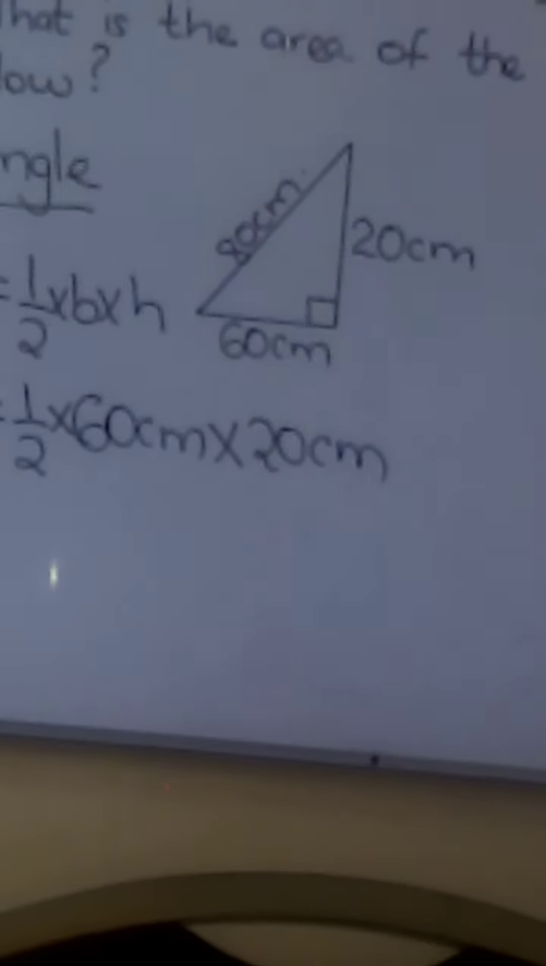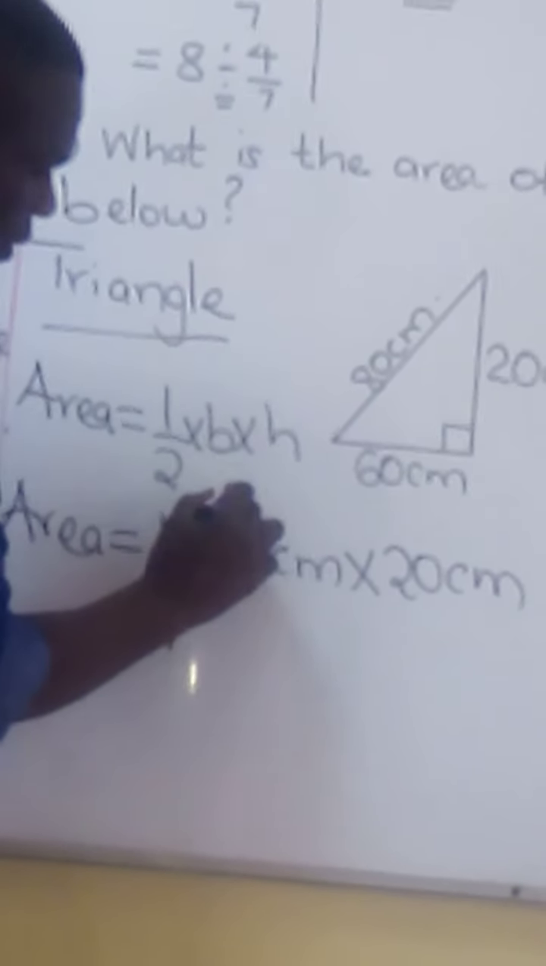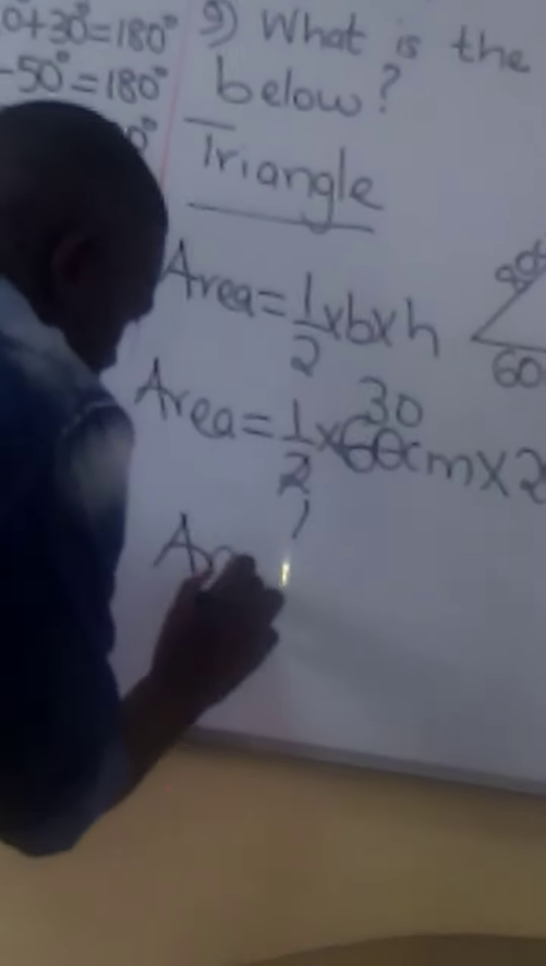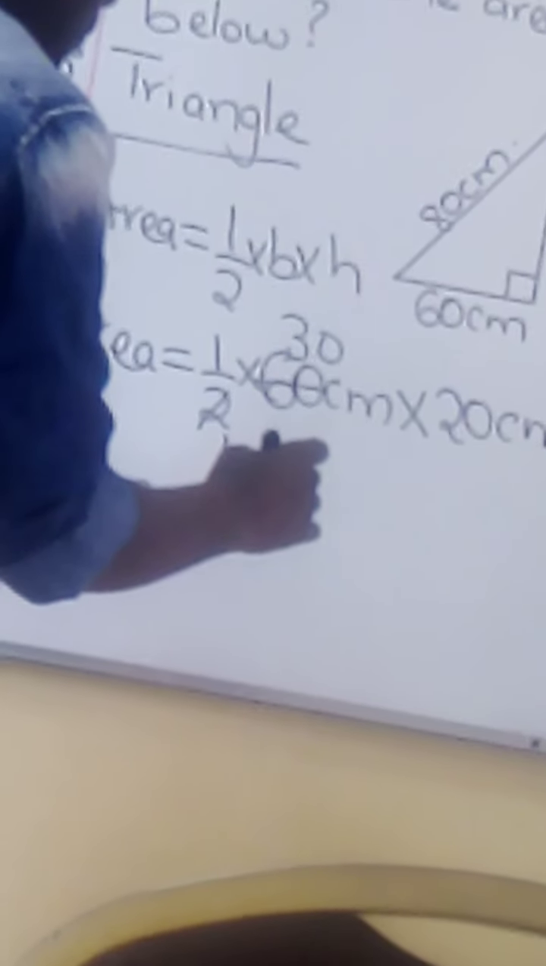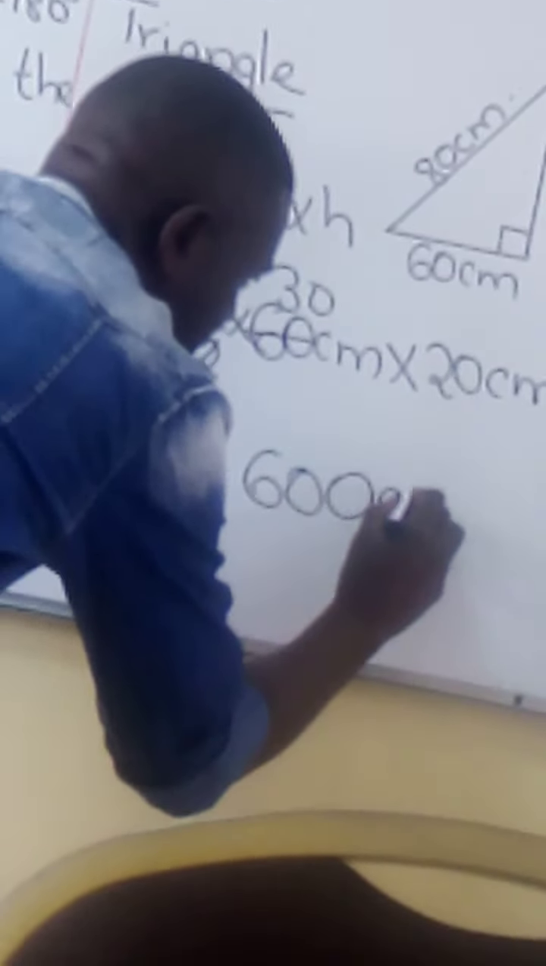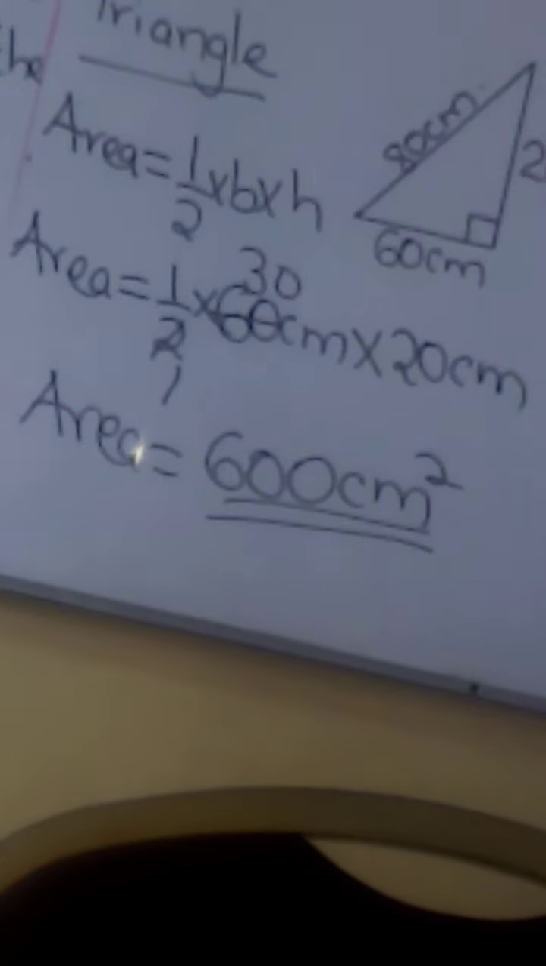And so we calculate. Half of 60 is 30. So area here would be 30 times 20, and that gives us 600 square centimeters. I hope you have understood.